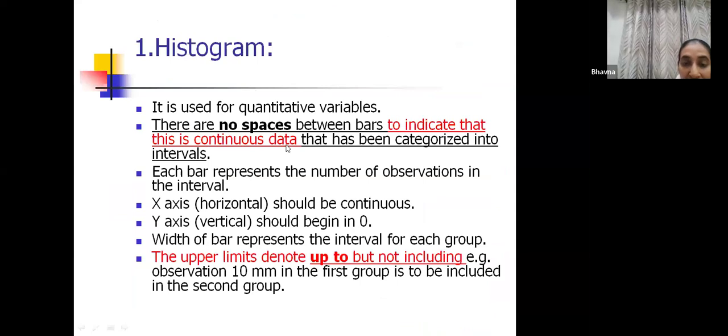What is continuous data? The data that can be divided into fractions, that has been categorized into intervals. Each bar represents the number of observations in the interval. The x-axis is the horizontal axis. It should be continuous. The y-axis or the vertical axis should always begin with 0, okay. Width of the bar represents the interval for each group. You will not understand it right now. Just go through the slides with me. The upper limits denote up to, but not including. For example, an observation of 10 mm in the first group is to be included in the second group. I'll show you this. Give me 2 minutes.